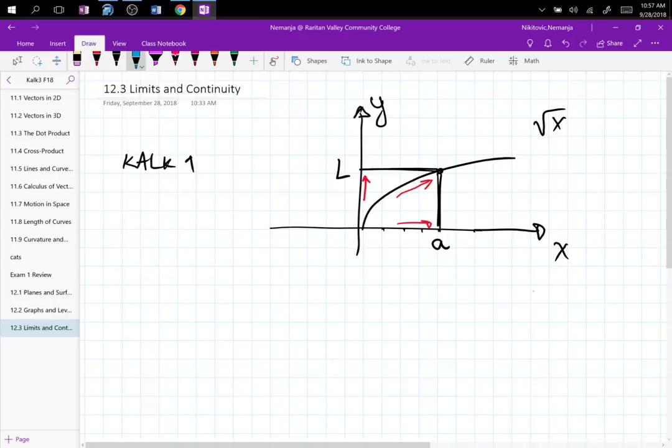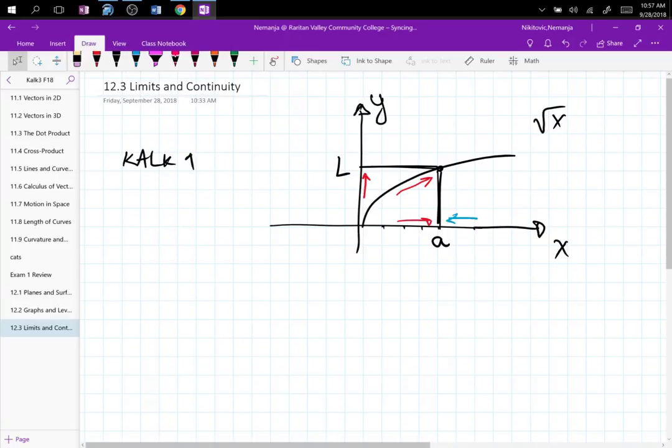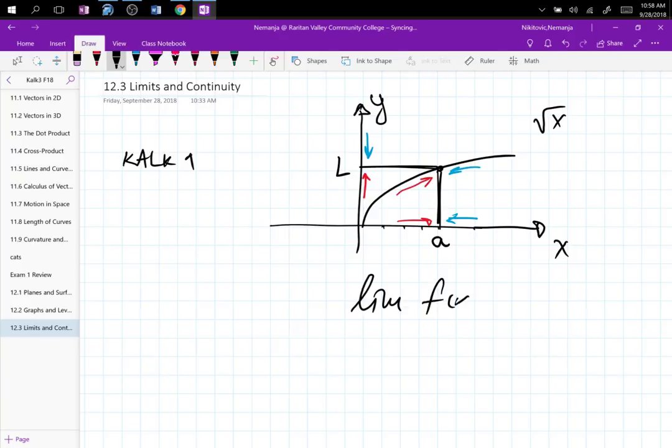Now we go approach from the right, and that's going to be this one. And that's going to go this way, and that's going to go this way. So as I am squeezing, those are those deltas from the definition. As I'm squeezing deltas around A's, epsilons are squeezing around L, and we say that the limit of f of x as x goes to A is L. The picture I have is limit of square root of x as x goes to 4 is 2.